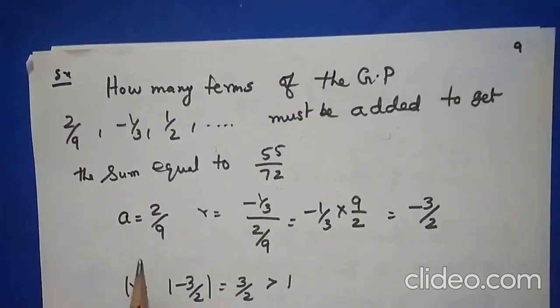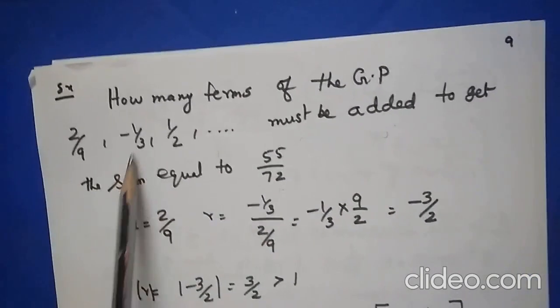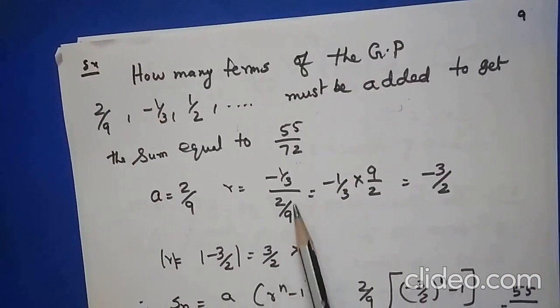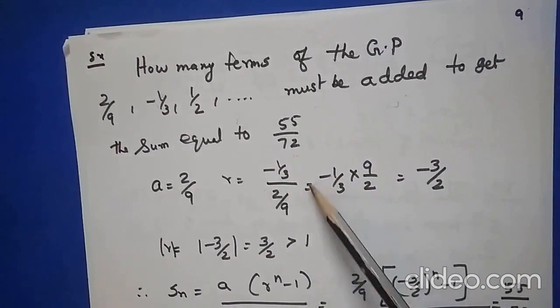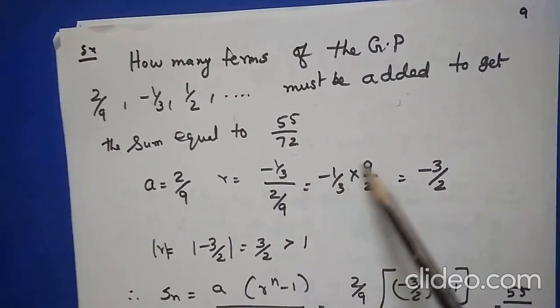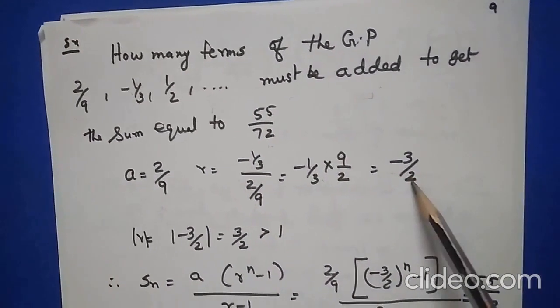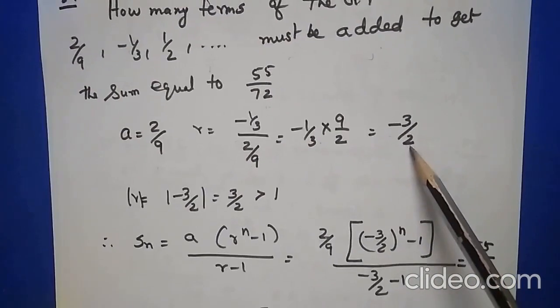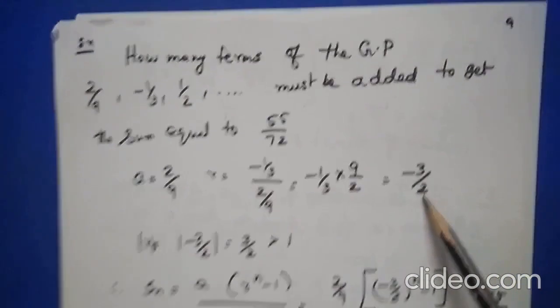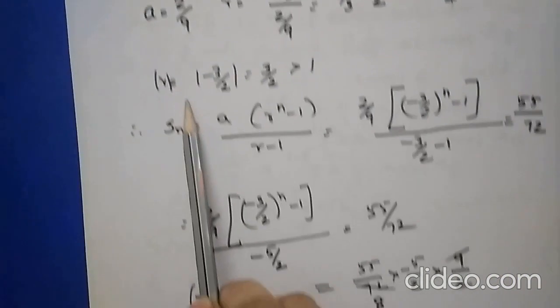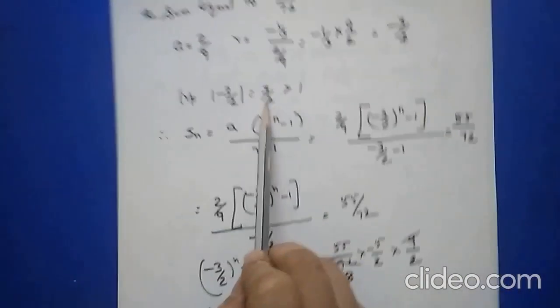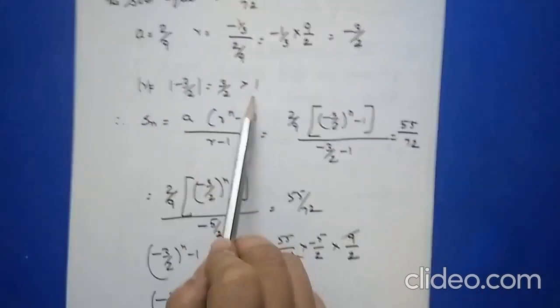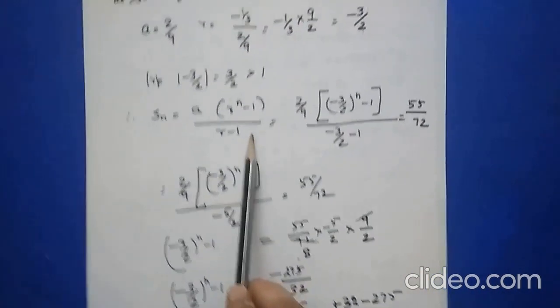Now here a is 2 by 9. r is minus 1 by 3 by 2 by 9, second term by first term. Then minus 1 by 3, reciprocate it, 9 by 2, is equal to minus 3 by 2. Now you are going to find out whether it is greater than 1 or less than 1. The absolute value of r, minus 3 by 2, is 3 by 2. 3 by 2 is 1.5, that is greater than 1. You are going to apply the greater than 1 formula.